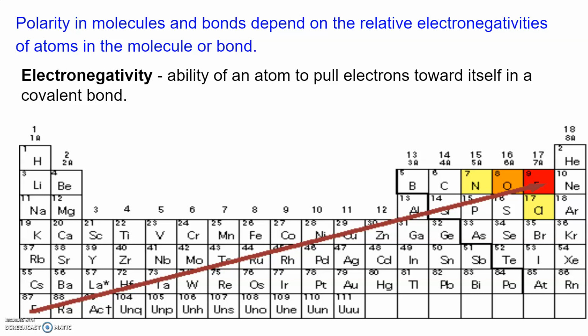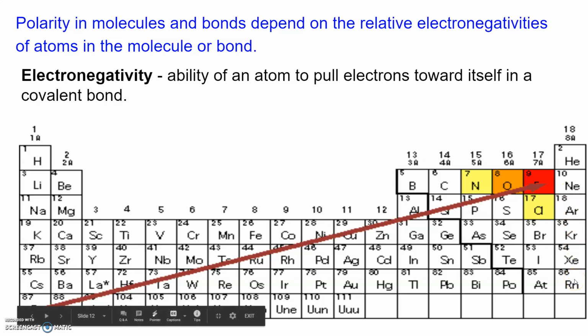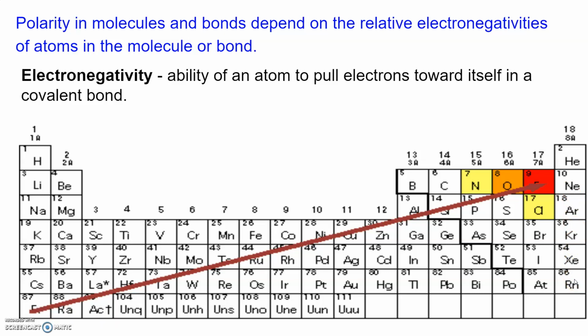Fluorine is actually the most electronegative element in the periodic table, followed by oxygen and nitrogen. Remember the noble gases, group 18: we don't measure their electronegativities because they don't form bonds. So that's just something to keep in mind.